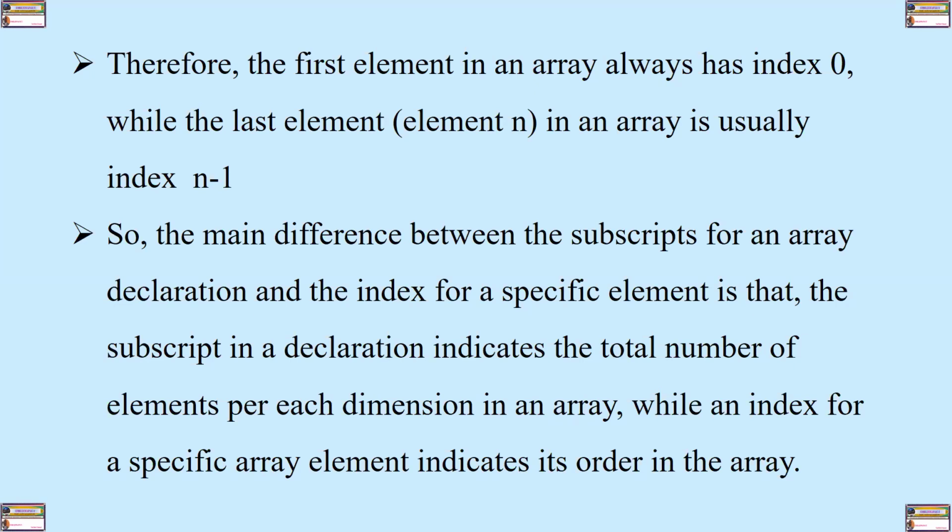So the main difference between the subscripts for an array declaration and an index for a specific element is that the subscript in a declaration indicates the number of elements per each dimension, but the index for a specific array element indicates its order in the array. So if in the declaration we have 5 for the first subscript, then it means that the first element there will be 0, but the last one will be 5 minus 1.